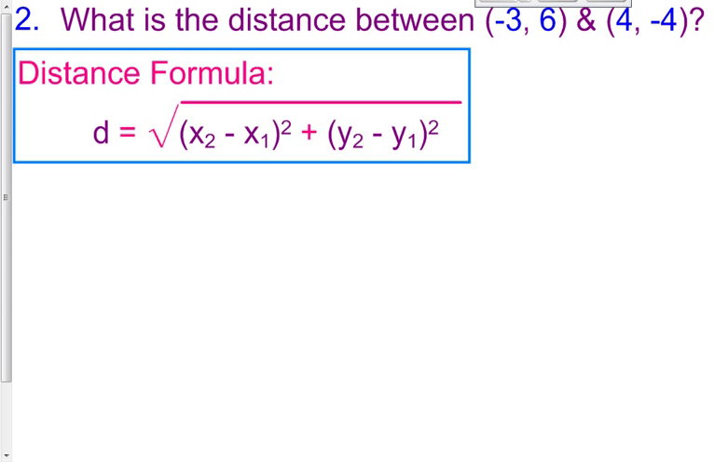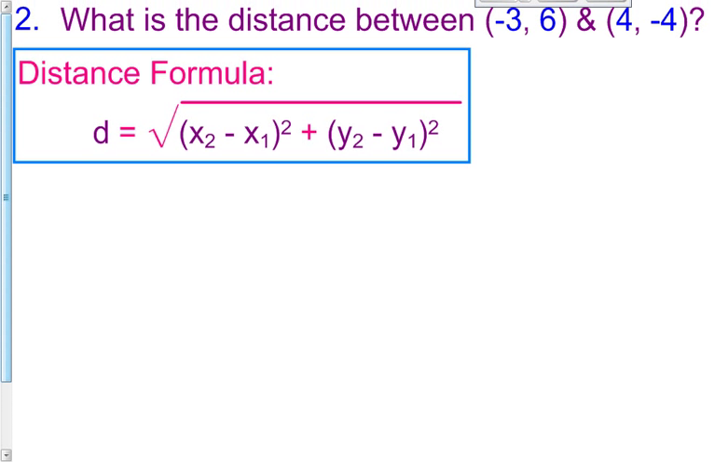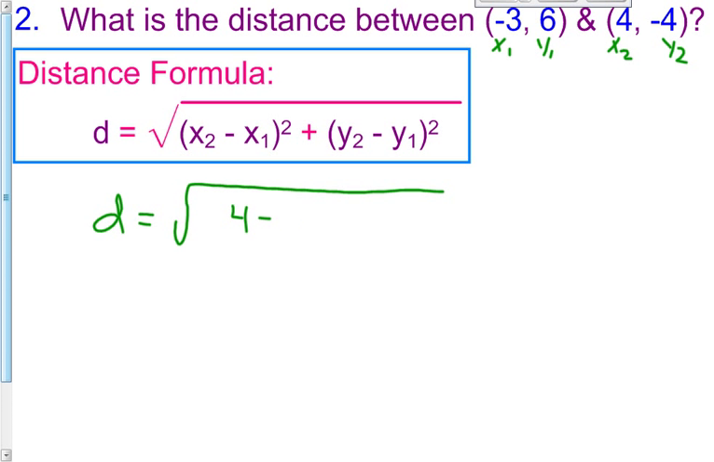Our second one: what is the distance between these 2 points? Well, we're going to label x1, y1, x2, y2. And then we simply put in the distance formula and we simplify and solve. So the distance is the square root of 4 minus a negative 3, that quantity squared, plus a negative 4 minus 6, that quantity squared.